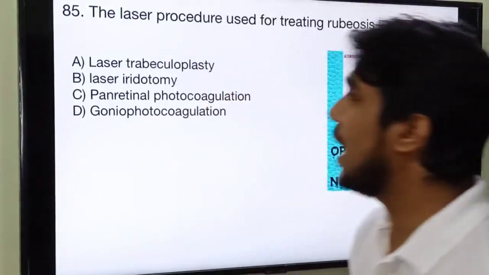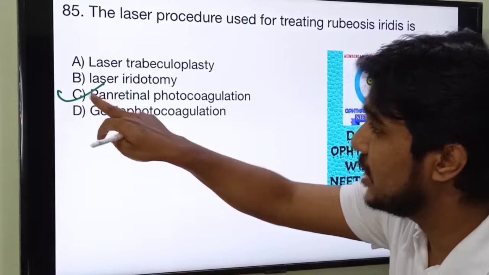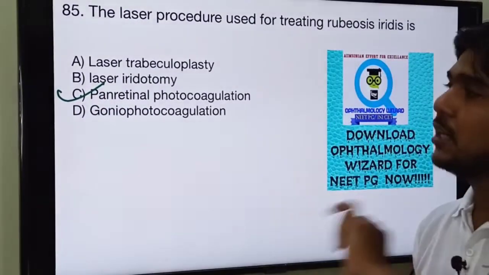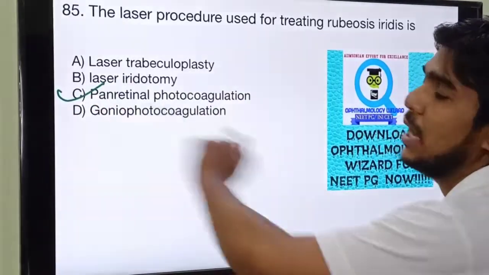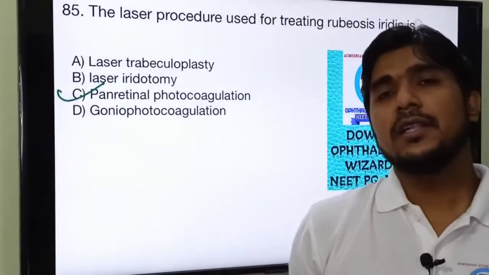Let me tell you the answer. The answer is not this, not this, not this, but this. Now you will be amazed. Since the neovascularization is in the iris, then why are we treating the retina? This is a good question, right? We are treating the retina.